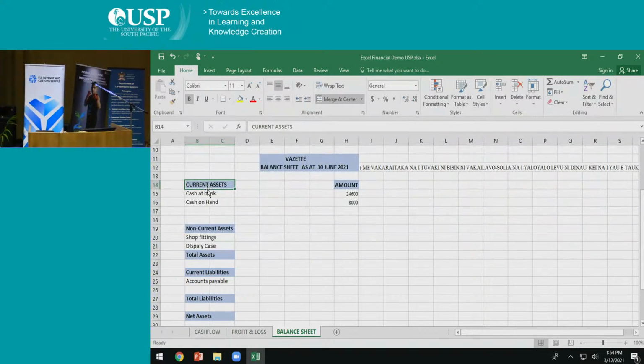Current, is it current assets? Cash. Okay? And that's current assets. Non-current assets?